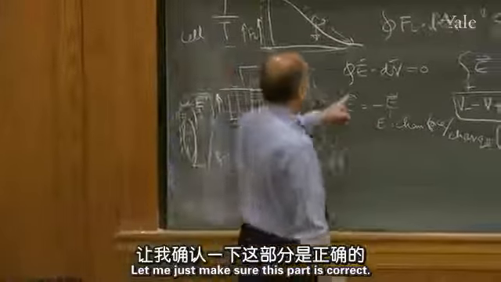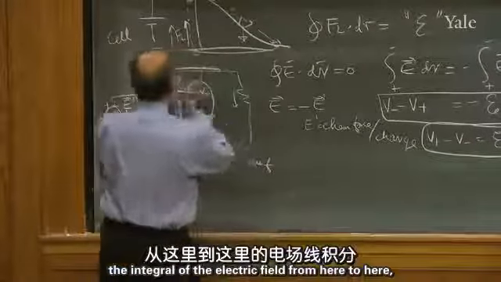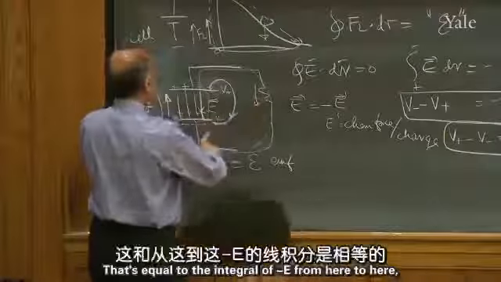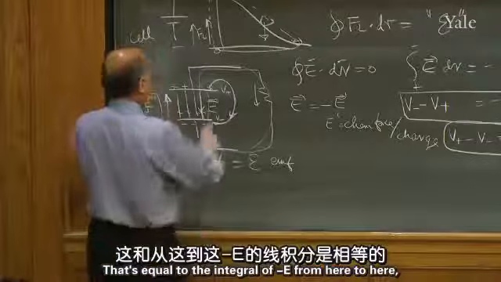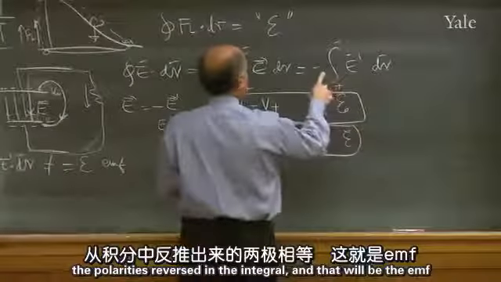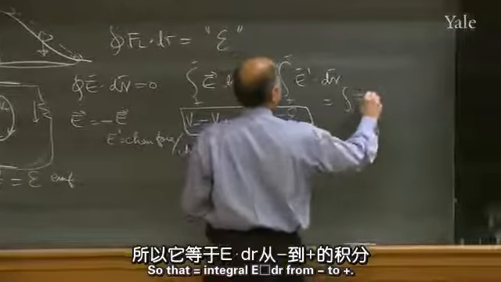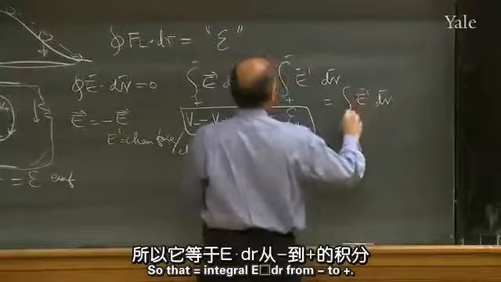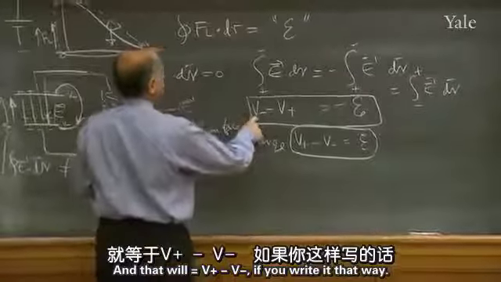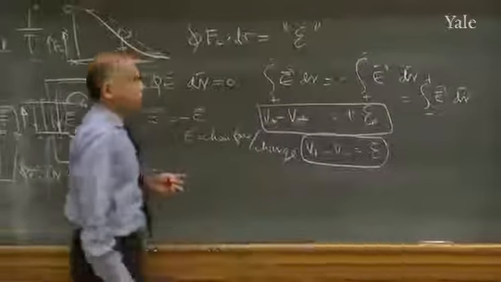Let me just make sure this part is correct. The integral of the electric field from here to here doesn't matter which path you take, the electric field is conservative. That's equal to the integral of minus E prime from here to here, but that's the same as doing it with the polarities reversed in the integral, and that will be the EMF. So that's equal to the integral of E prime dr from minus to plus, and that'll be equal to V plus minus V minus, if you write it that way.